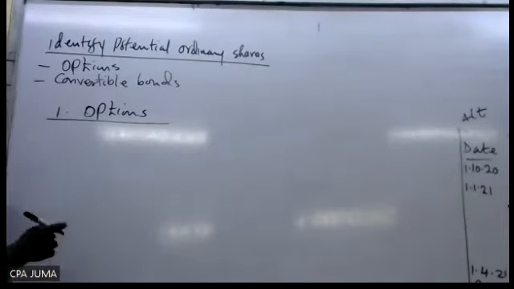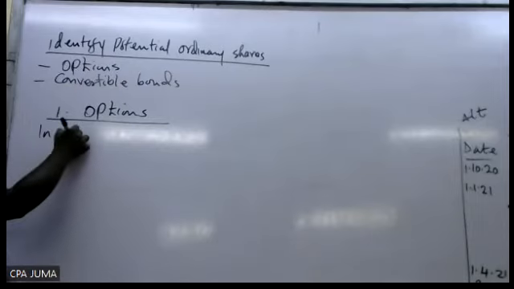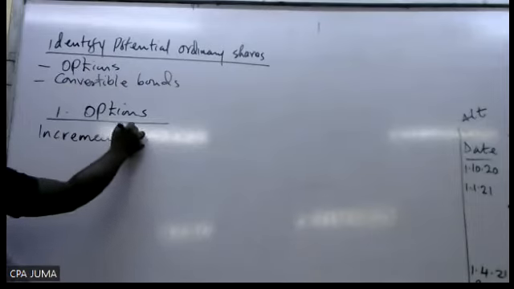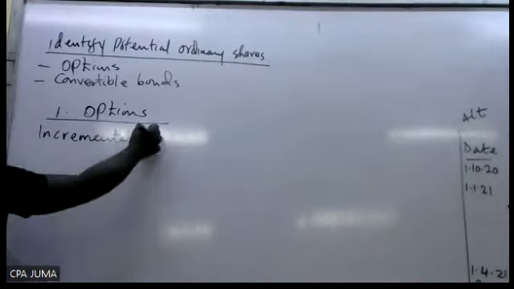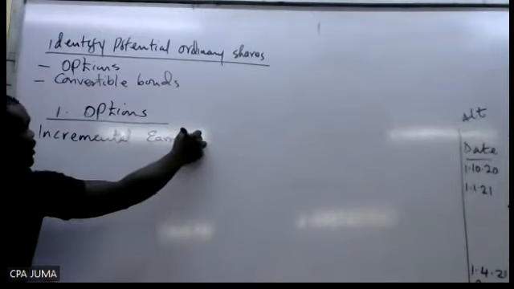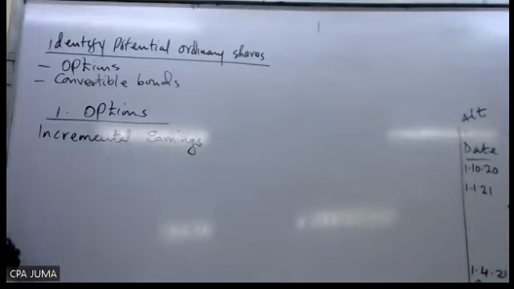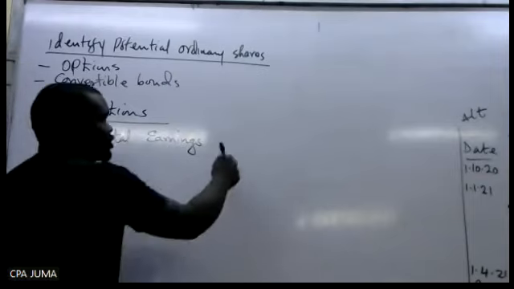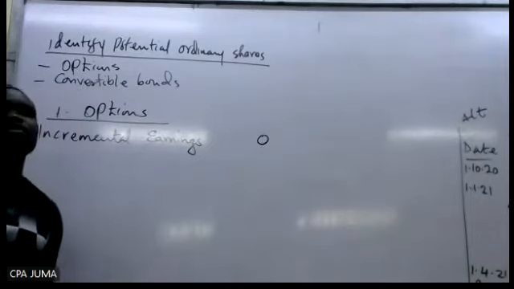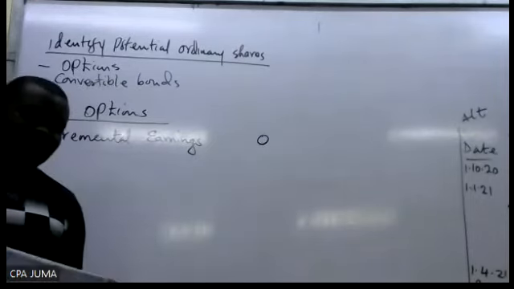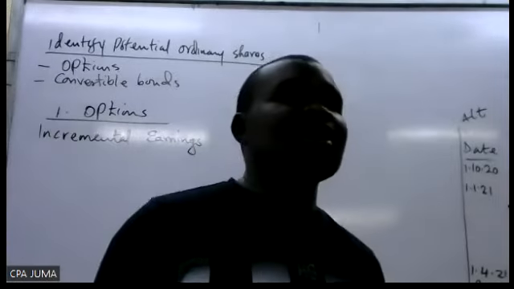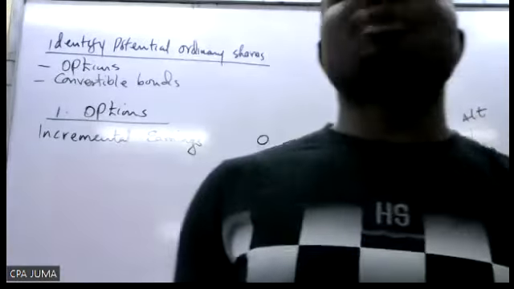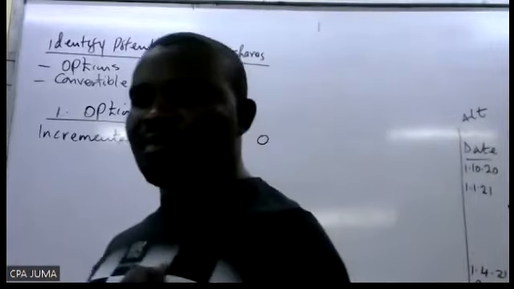So you come here and say incremental earnings. How will the company's earnings be affected? It will increase by how much? So when you get options in a question, for incremental earnings, the answer is always 0. You don't tell employees that we will give them shares, because how do they affect the company's profits? Employees, what impact do they have on the company's profits?